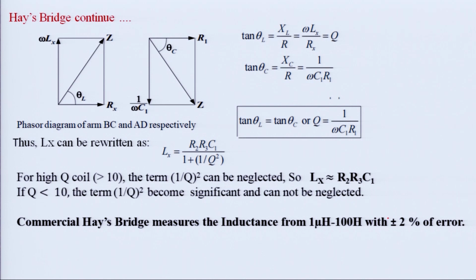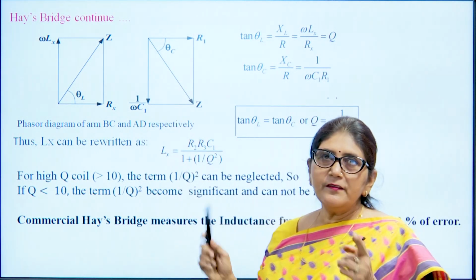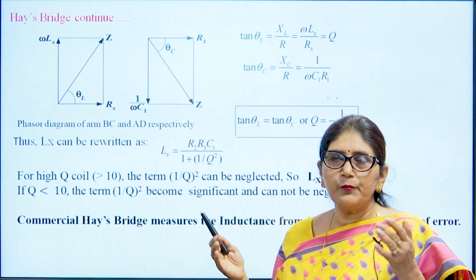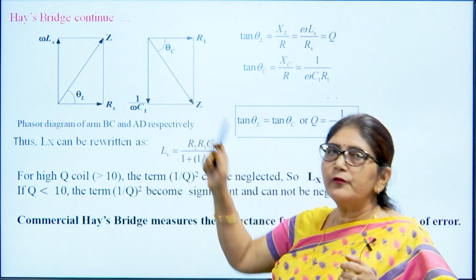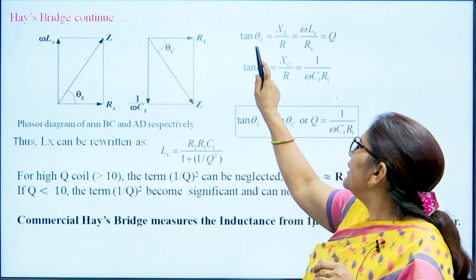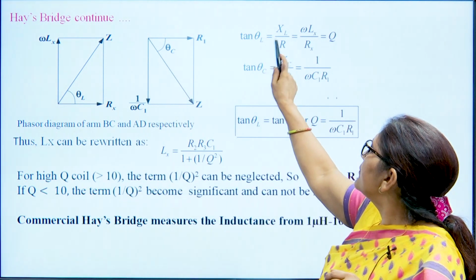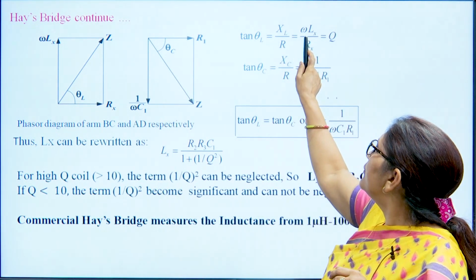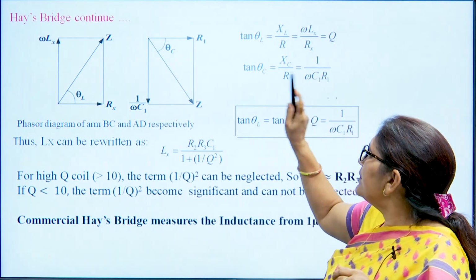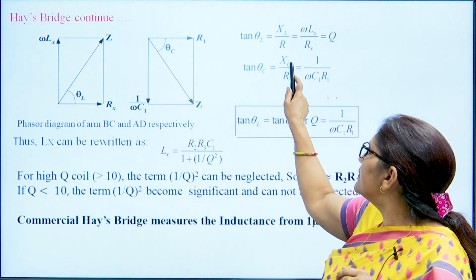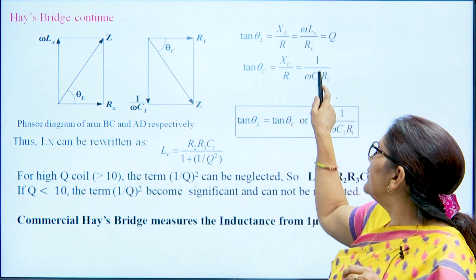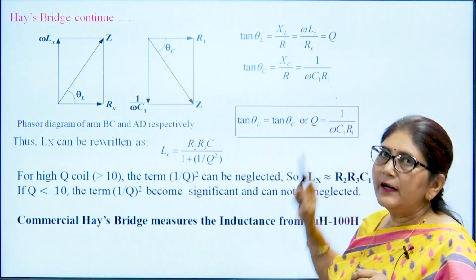And since both the angles in balance condition are in the opposite arms, the tan of both the angles should be the same. So, here we can find out that tan theta L is equal to XL by R, that is equal to omega Lx by Rx, and for the capacitance, tan theta C is equal to Xc by R, that is equivalent to 1 by omega C1 R1.